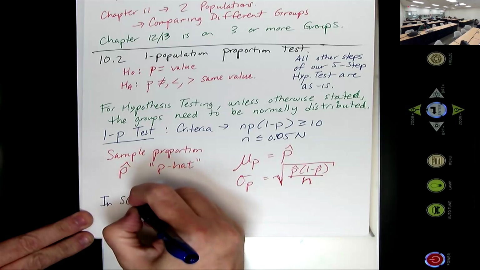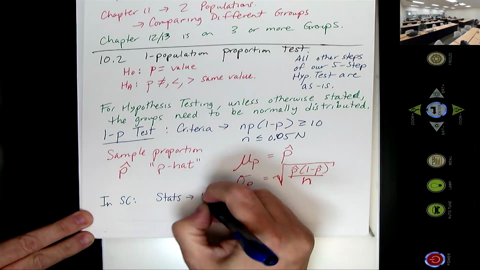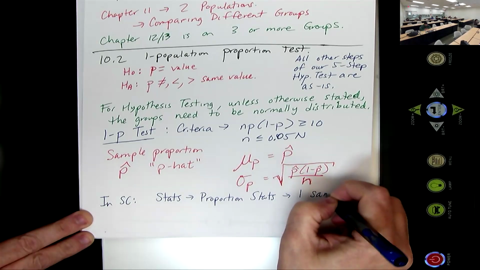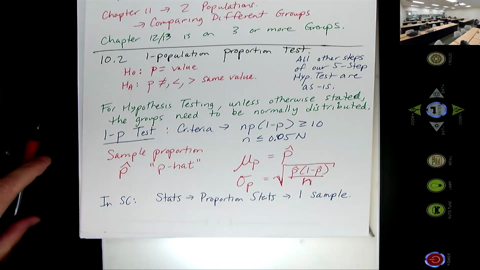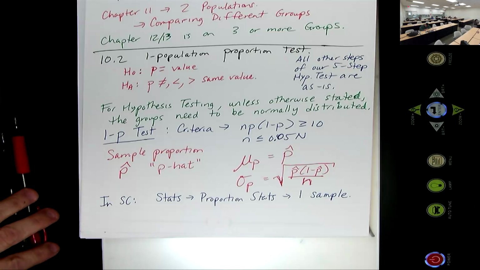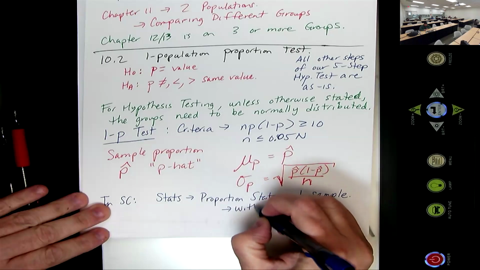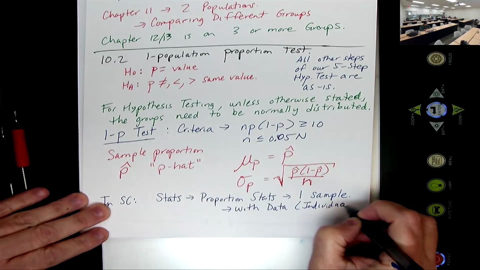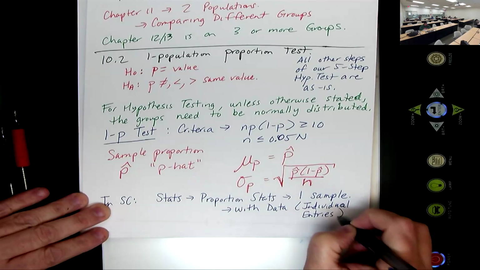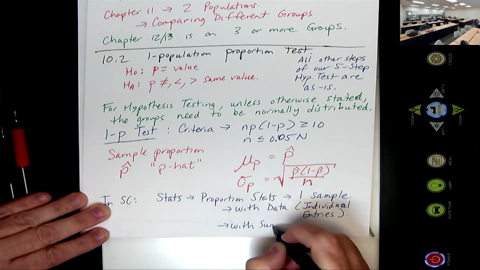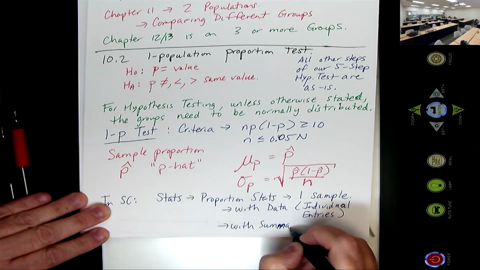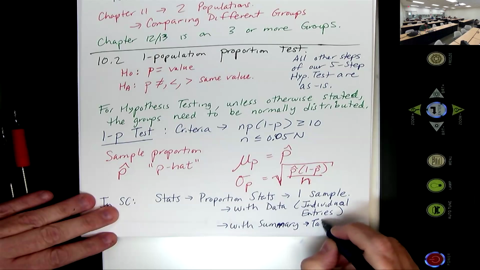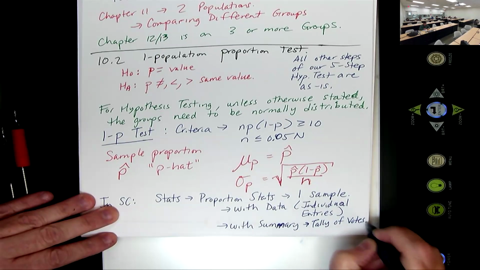In StatCrunch, go to Stat, Proportion Stats, One Sample. They should ask you either with data, where we have all the individual entries, or with summary, where we have a tally of the votes or answers.